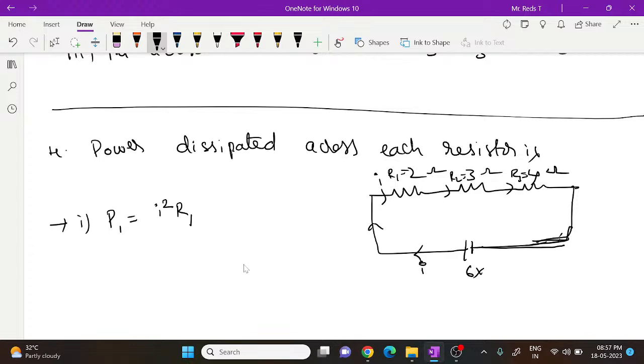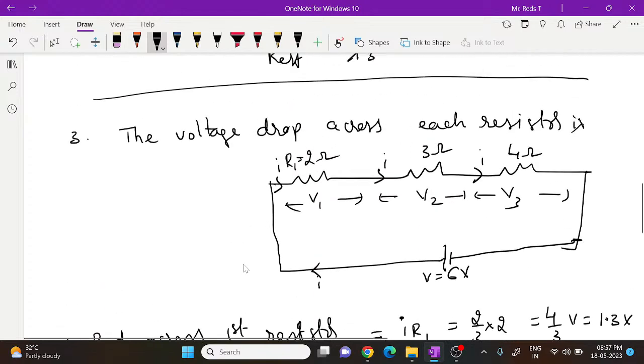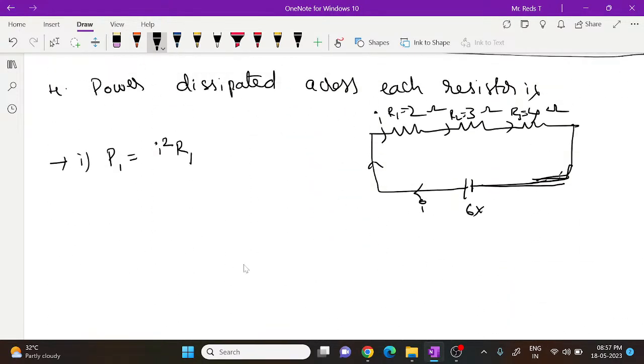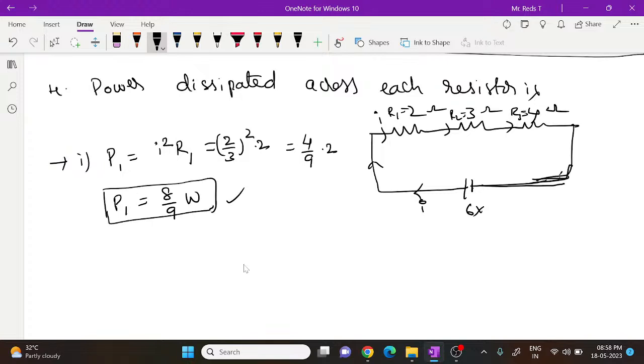So what is I? I is 2 by 3 ampere. So I square means 2 by 3 whole square into R1, which is 2. So it is equal to 4 by 9 into 2, so it is 8 by 9. So P1 is equal to 8 by 9 watt. In decimals also you can express accordingly. Usually put the answers in a box so that it will be clear.